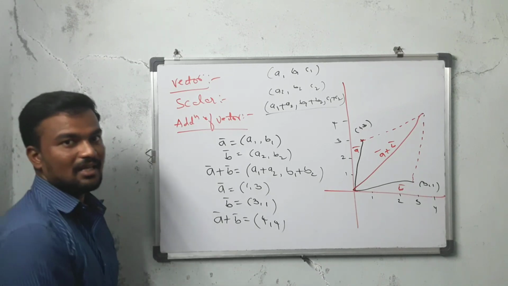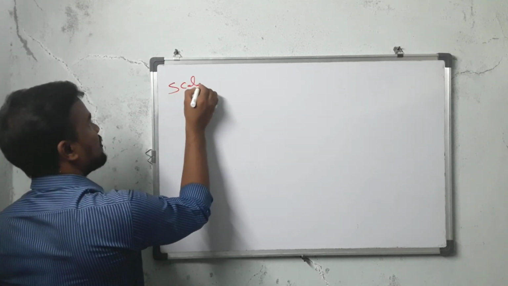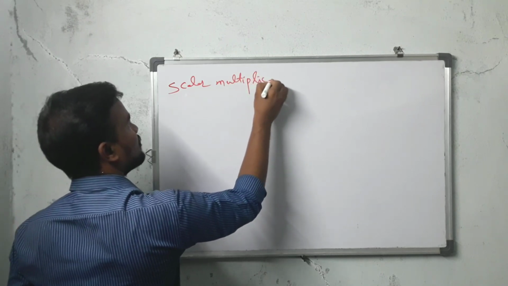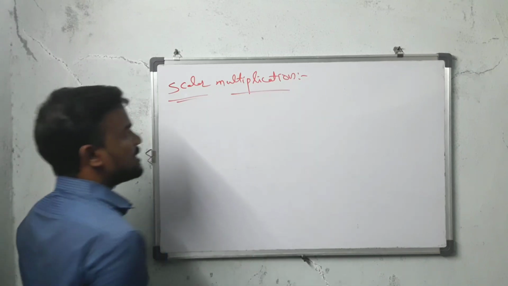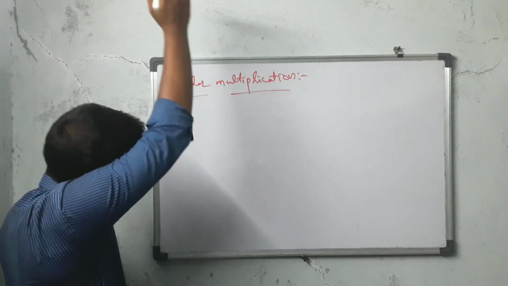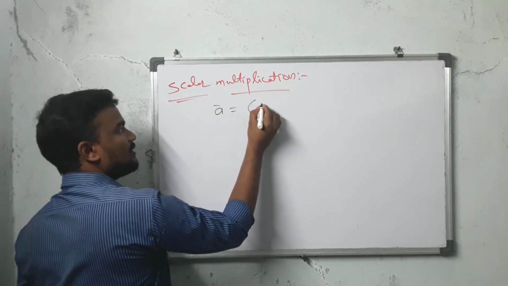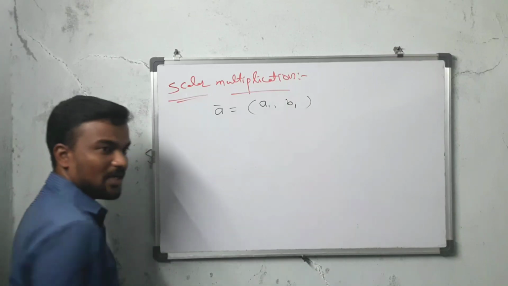Now next we see the scalar multiplication. Scalar multiplication means we have to consider one vector. I am taking A bar as a vector. A bar is equal to A1 comma B1. It is a two-dimensional vector.